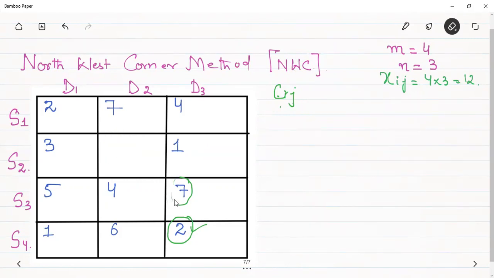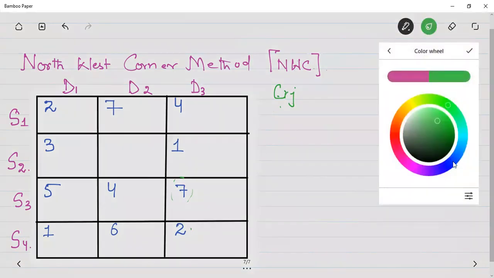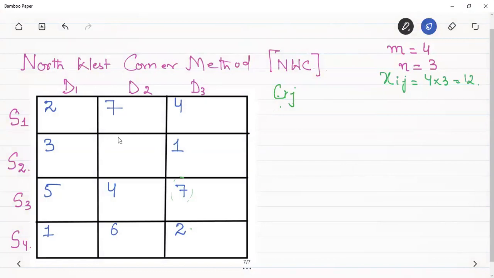What else should we know? Tell me, yes students, apart from these, what else should we know? Apart from these, we should know the demand of each destination, and the supply or availability of each source. These are the constraints which we must know.